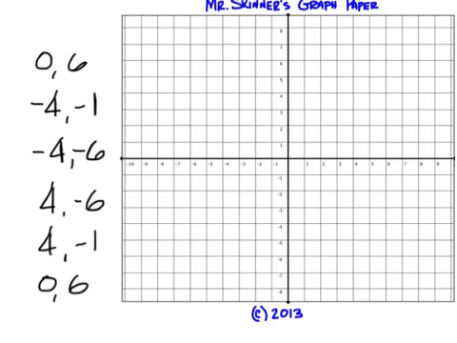First point is going to be 0, 6, so we'll go, should be right there. And then -4, -1. We have to connect these up. Then -4, -6 would be here. Connect those. 4, -6 would be here. And then 4, -1 is here. And we go back to the beginning.